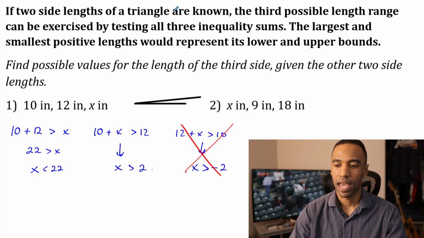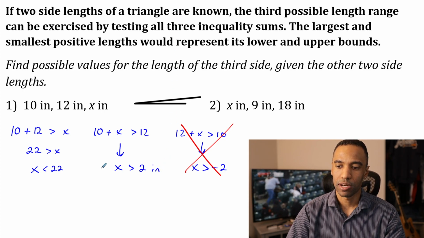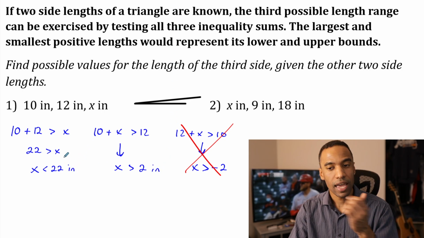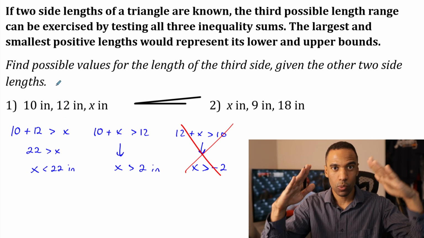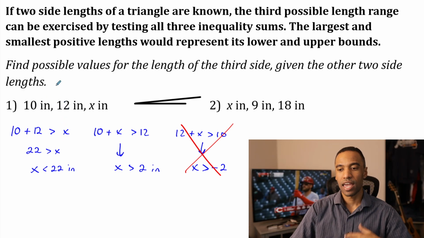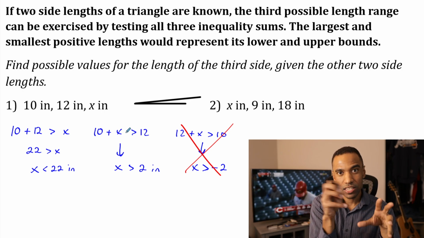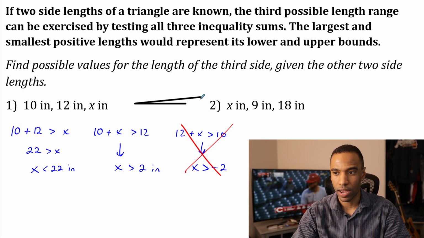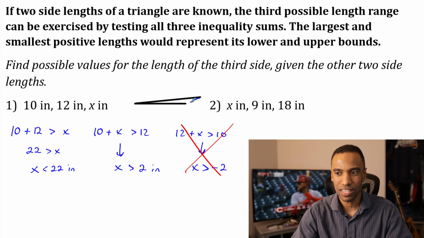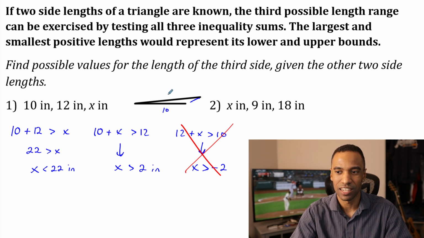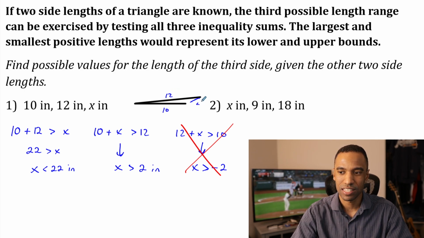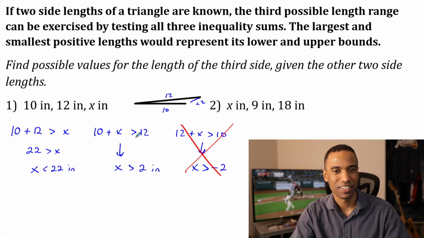X needs to be greater than 2 inches, but it needs to be less than 22 inches. Any more than 22 inches, the 10 and 12 can't connect, and any less than 2 inches, the x can't connect the 12 to the 10, right? If x is less than 2 inches, right? 10, 12, less than 2, right?